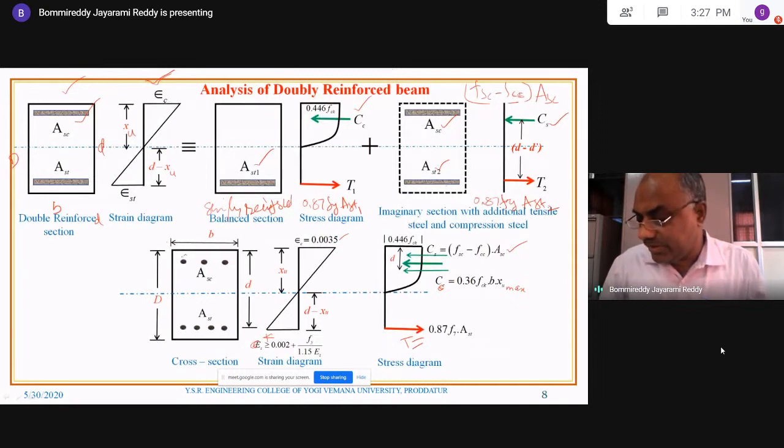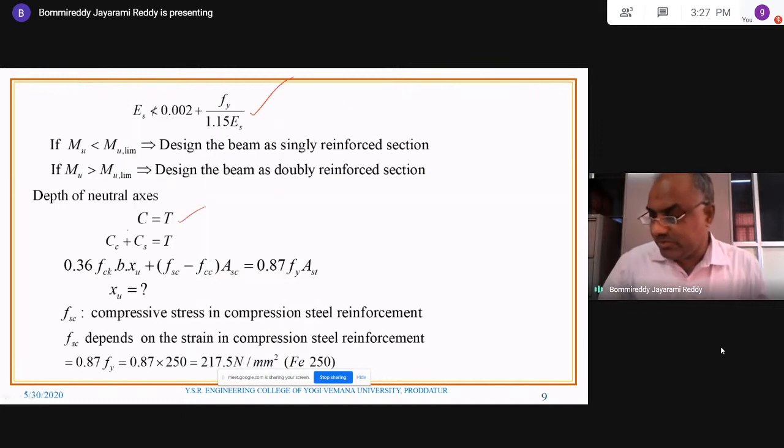In the doubly reinforced section, what are the things here? You can observe here, this is the area contributing for the compressive resistance. And what are the things here? One is concrete, another one is compression steel. So that's why in place of C, we are now writing CC, compressive resistance of concrete, plus CS, compressive resistance of the compression steel reinforcement, which is equal to T.